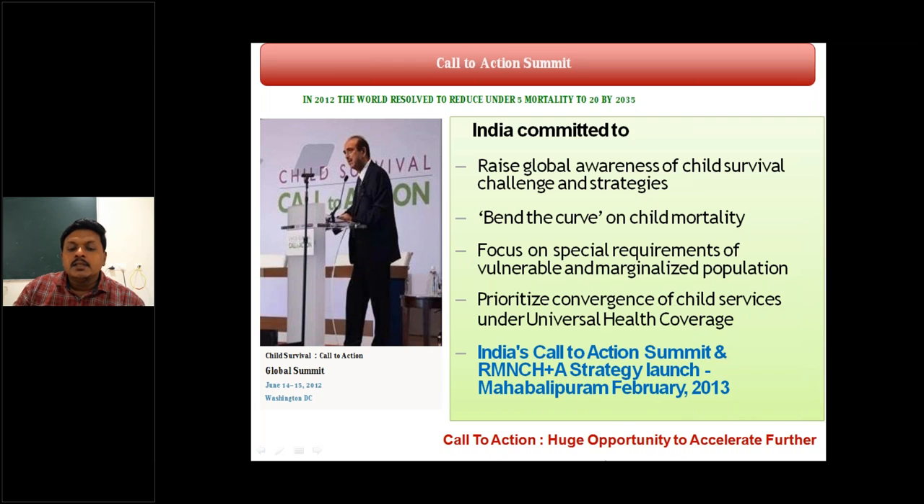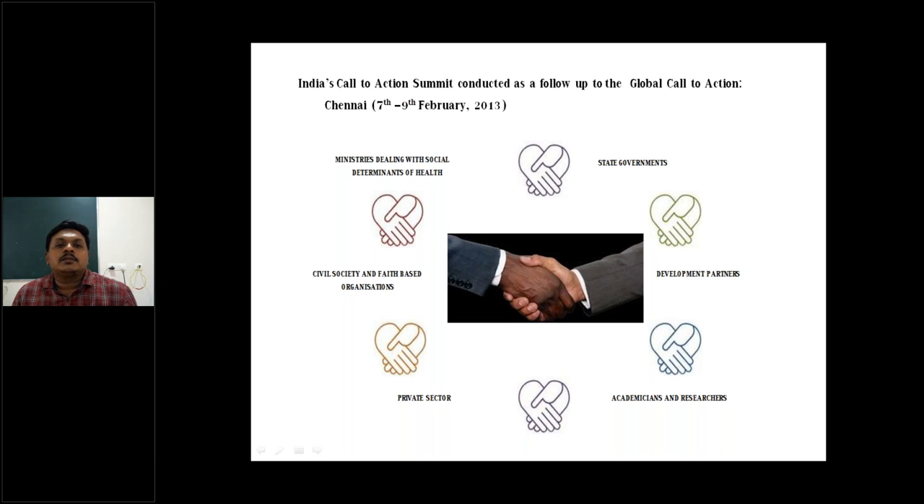So this is the slogan, child survival call to action. So what happened after this summit? India came up with a certain prioritization of RMNCH, and they included adolescent health also, as part and parcel of this reproductive and child health care program. Why they have included it, we will get to know in coming slides.